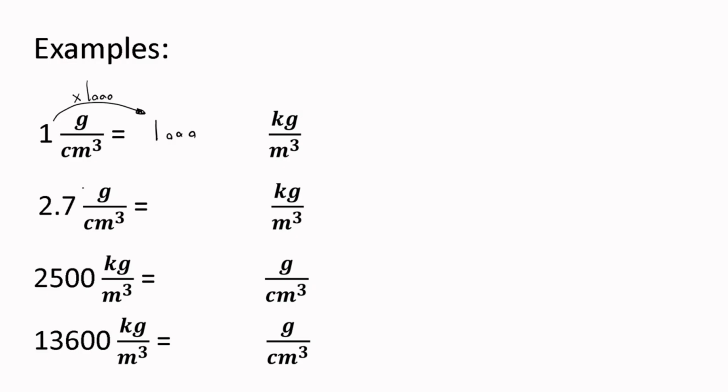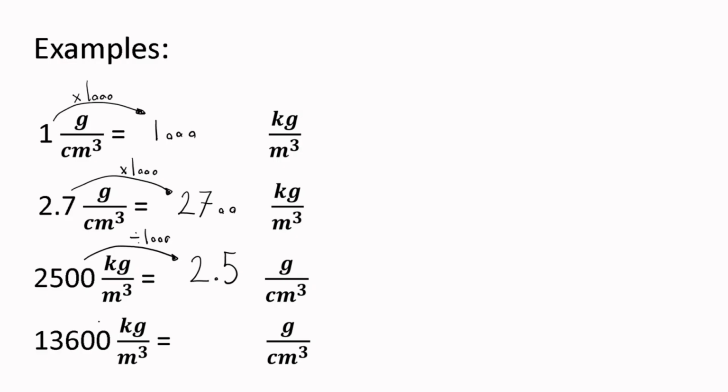And for the next example, I have the same scenario. So the only thing that I need to do is multiplying by 1000 again. In this case, the answer is going to be 2700. Look at the third example. It is reverse. I have 2500 kilogram per cubic meter and I want to convert it to gram per cubic centimeter. The only thing that I need to do here is dividing by 1000. So the answer is going to be 2.5.